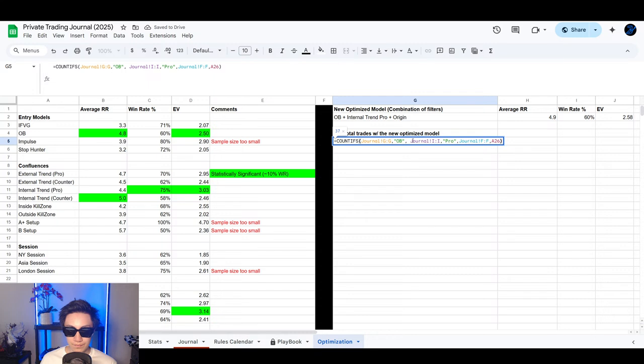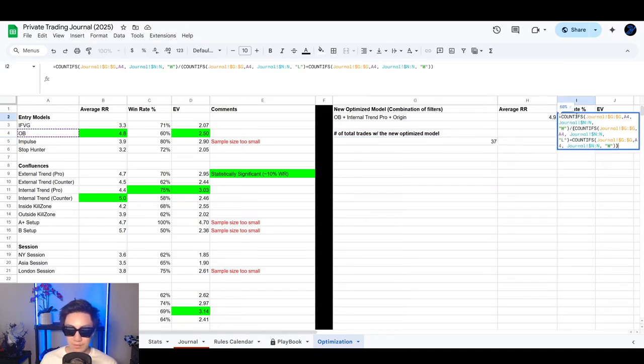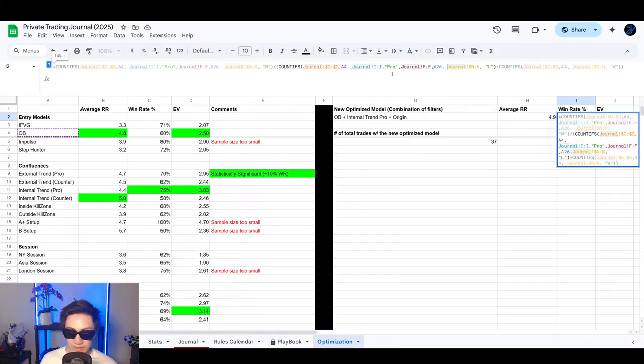We'll copy and paste this. And obviously this formula is going to be much easier to write because it's way shorter here. So there we go. Now we're taking internal pro trend only plus origins only. And then we'll do the same for here with the losses. So we calculate this correctly here.